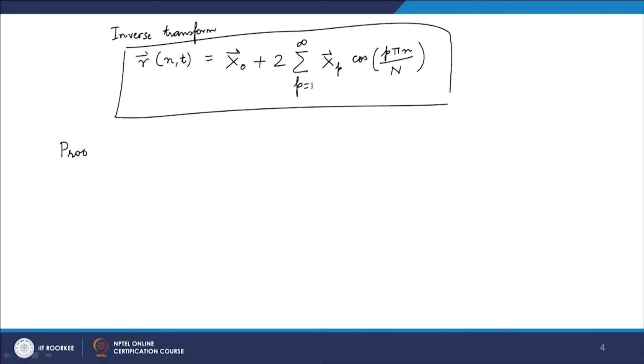So, we can prove this statement for the inverse transform by using the definition of the xp that we started with, after derivation of the basis function. We had got something like this, right, and you can see now I can plug it back in there and see what we get.